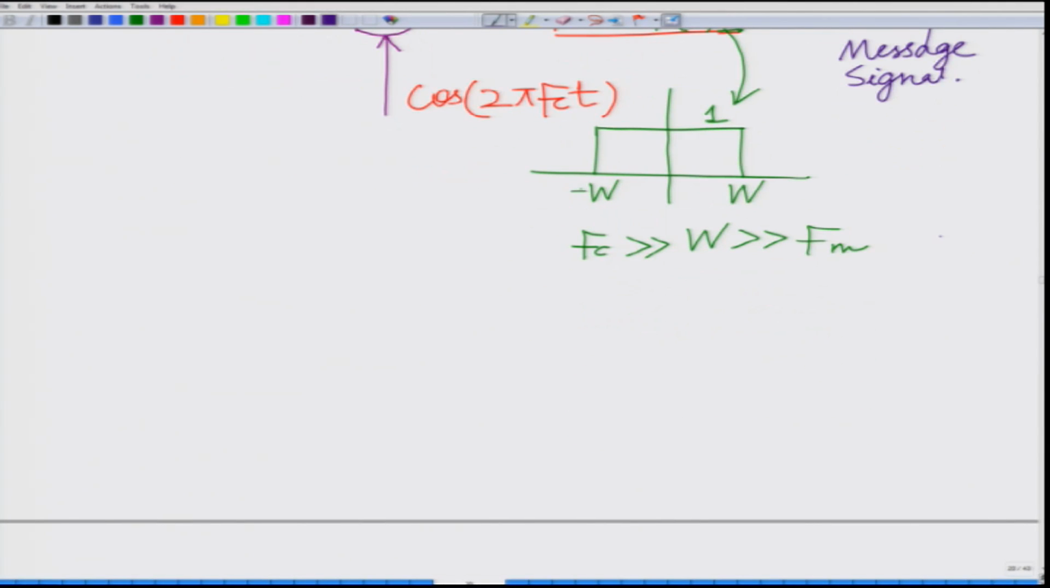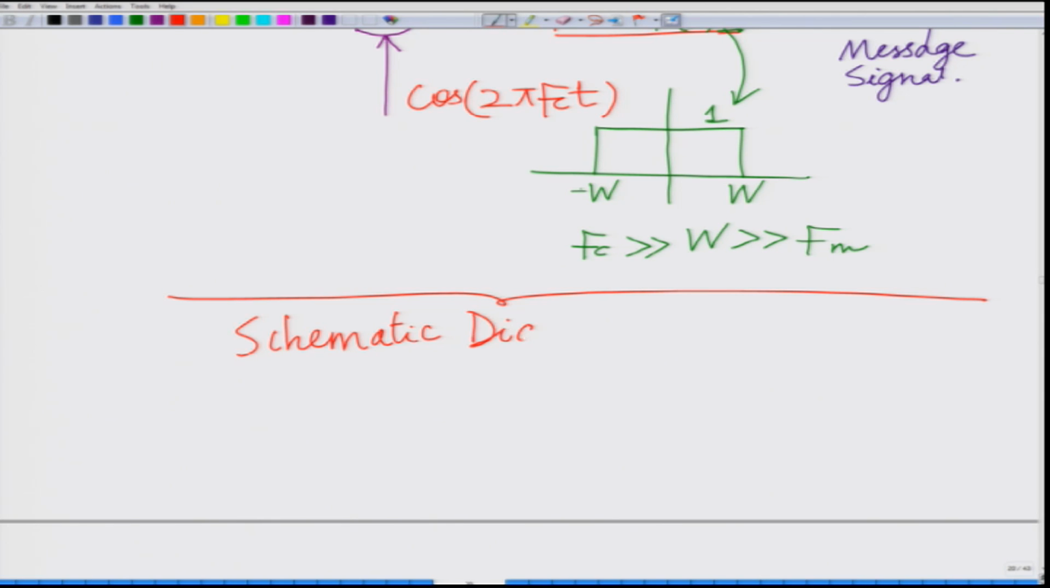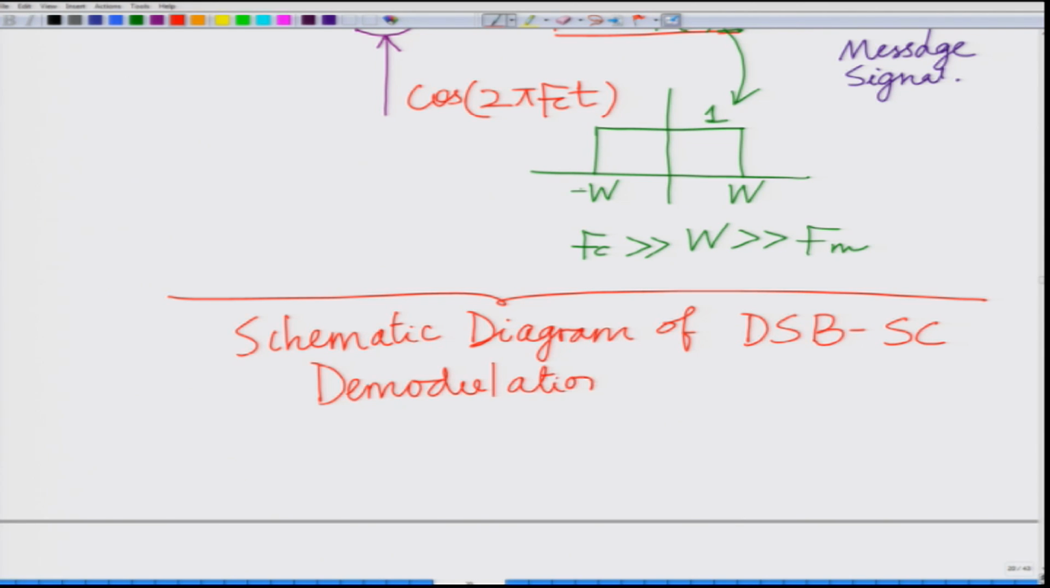Let me label this. This is your schematic diagram of the DSB-SC demodulation process. This is a schematic diagram of the demodulator of a DSB-SC system, that is double side band suppressed carrier.